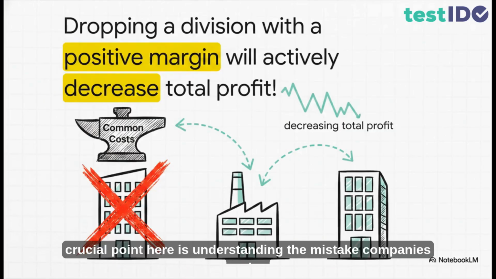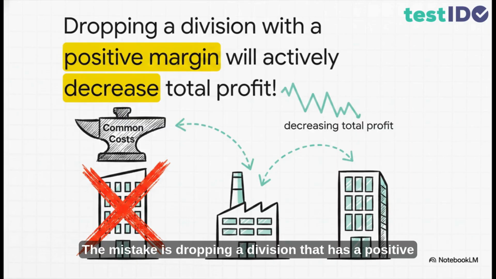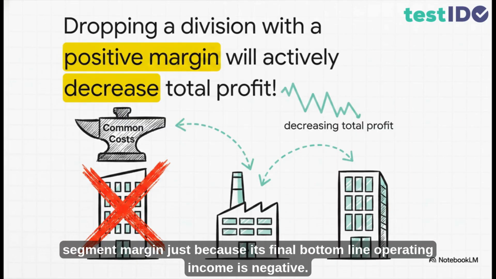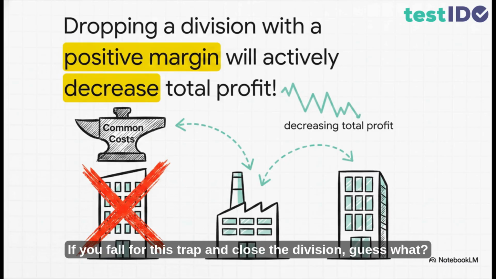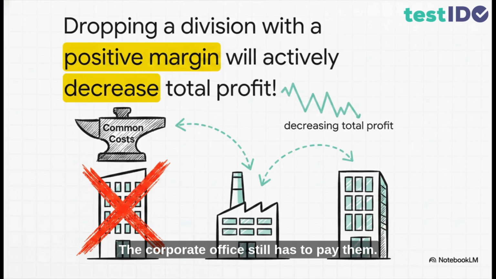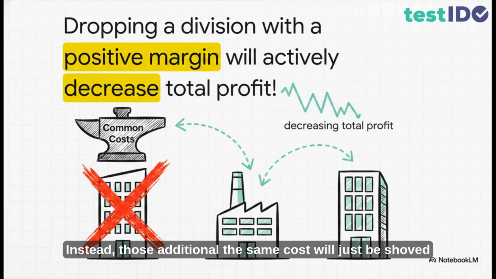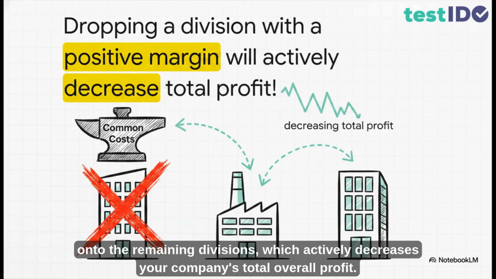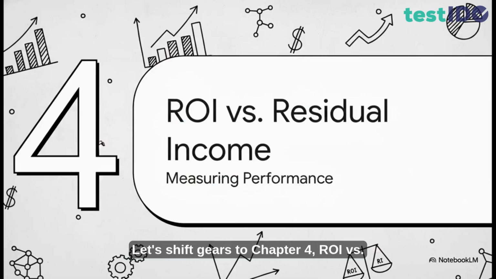So the absolutely crucial point here is understanding the mistake companies make. The mistake is dropping a division that has a positive segment margin just because its final bottom line operating income is negative. If you fall for this trap and close the division, guess what? Those massive common costs from HR and IT won't magically disappear. The corporate office still has to pay them. Instead, those exact same costs will just be shoved onto the remaining divisions, which actively decreases your company's total overall profit.